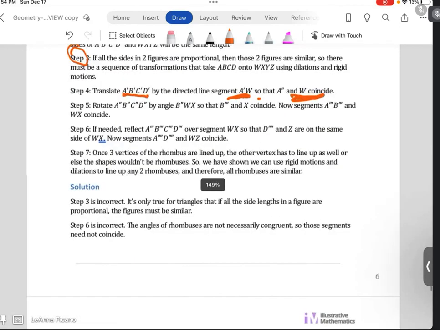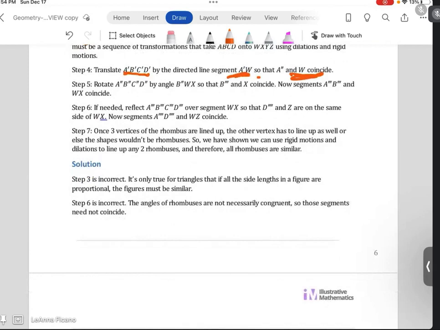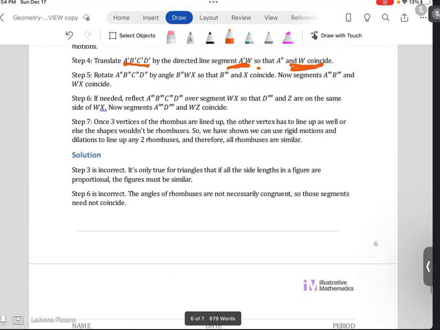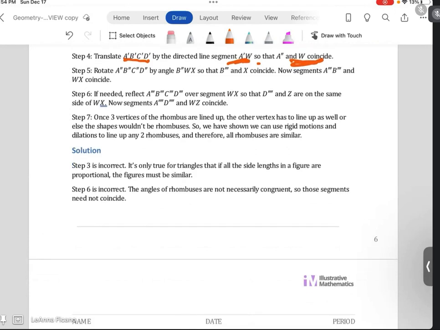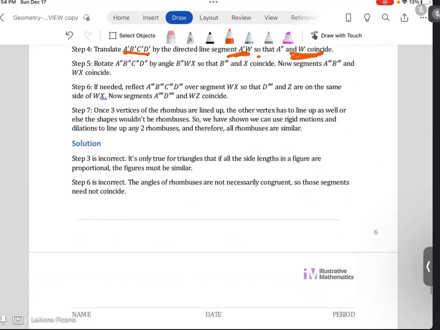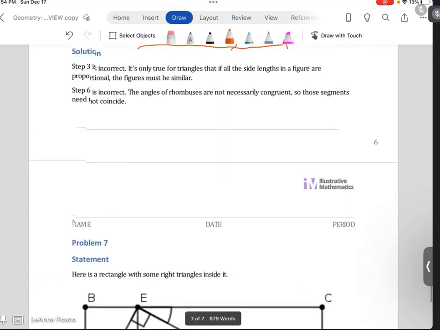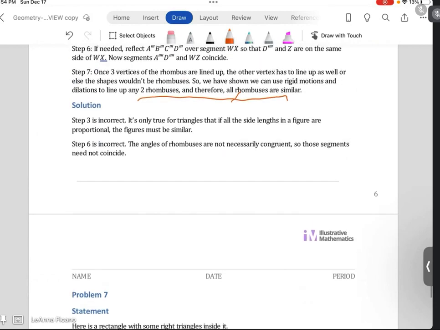Okay. But we don't know about the angles, so we can't show that they're going to coincide that way. Okay. In step 7, once vertices of the rhombus are lined up, the other vertices have to line up as well, or else the shapes wouldn't be rhombuses. So we have shown we can use rigid motion and dilation to line up any two rhombuses, and therefore all rhombuses are similar. So this is also not really correct because we don't know about the vertices lining up, because we don't know if the vertices are actually congruent.